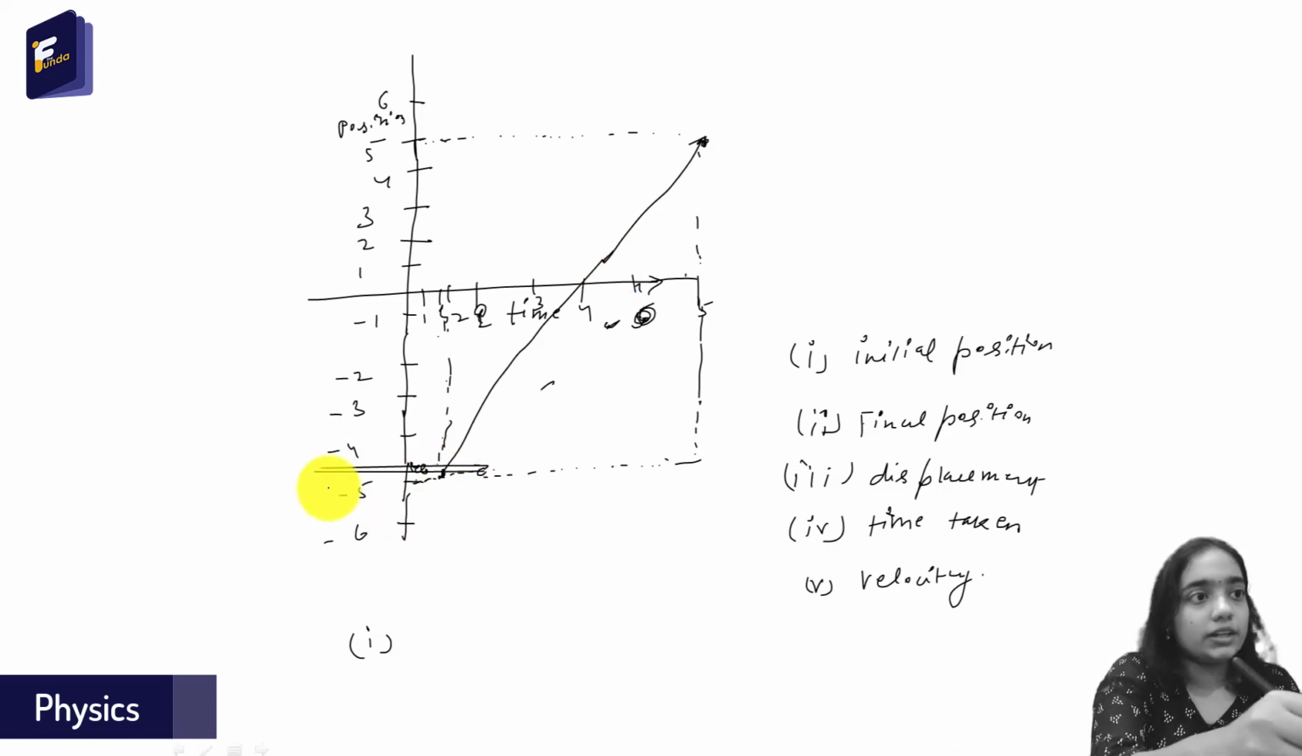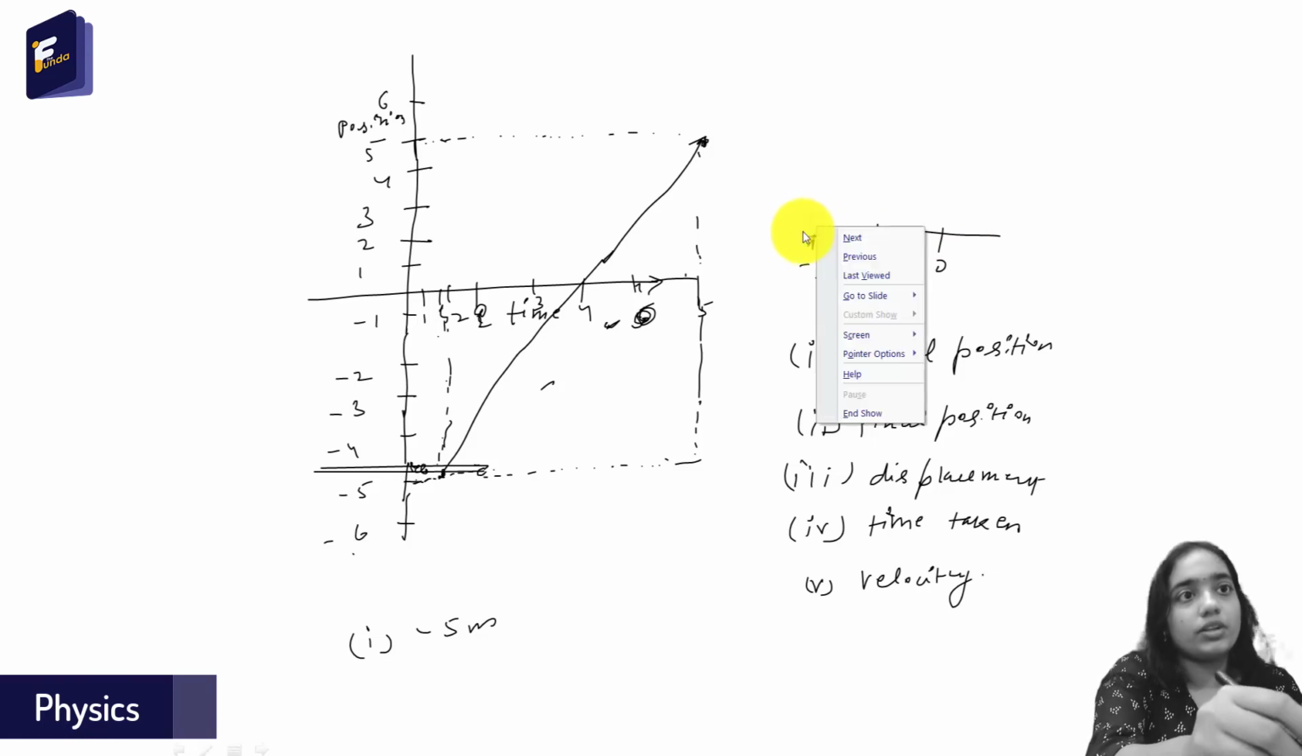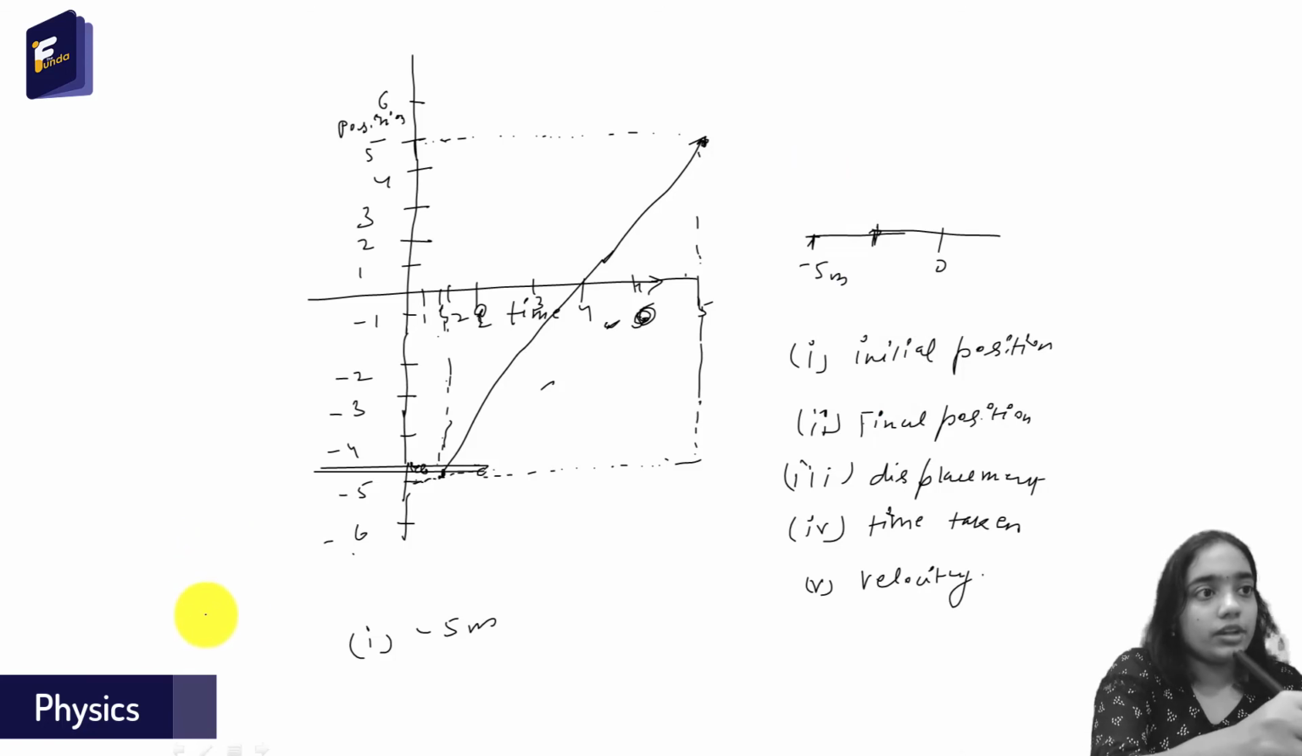So initial position is -5 meter. Initially it is minus 5. If I take the origin like this, and it is a motion on a straight line, then the particle will be here. This minus 5 means towards the left of the origin. So the particle is here. Like this you can visualize it.